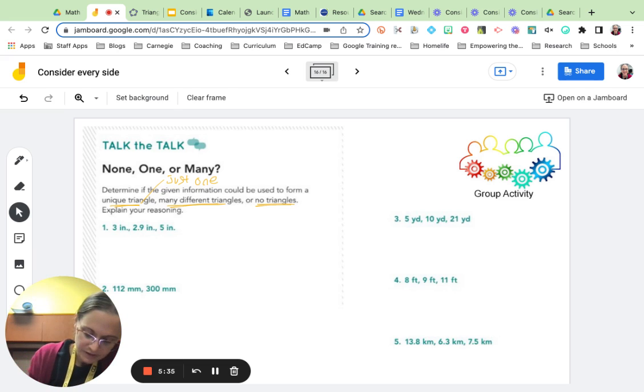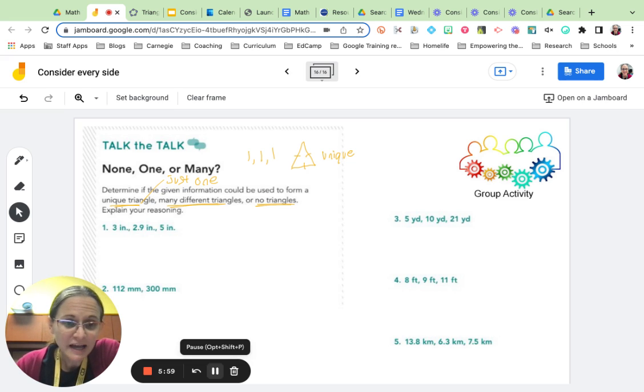For example, let's say I had the side lengths 1, 1, 1. That forms a triangle, and there's only one triangle it can make. An equilateral triangle with side lengths of 1. That would be a unique triangle. So in that case, I can only make one. There are some side lengths that could make many different triangles, and there are some that could make no triangles. So your task is to look at these lists and decide, is this a unique triangle? Could this make many different triangles, or could this make no triangles at all?